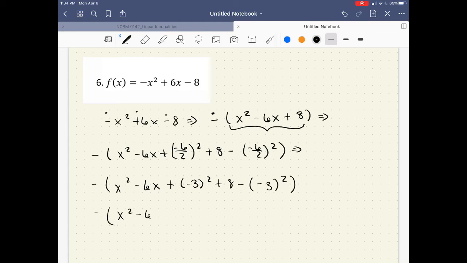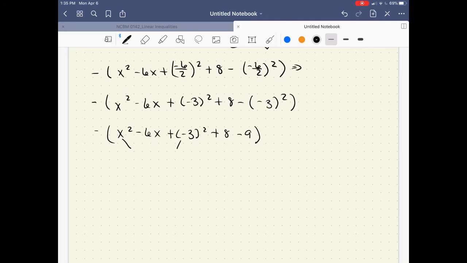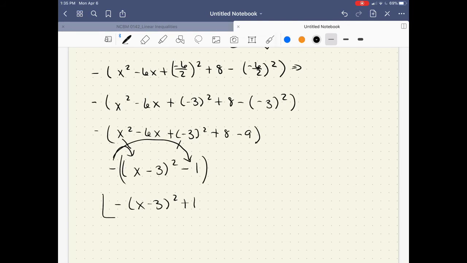x squared minus 6x plus (negative 3) squared plus 8 minus 9. So I'm going to be factoring from these two, and I'm carrying that negative. So I have (x minus 3) squared minus 1. Now I'm going to distribute this negative. So I have negative (x minus 3) squared plus 1. And this is in standard form.